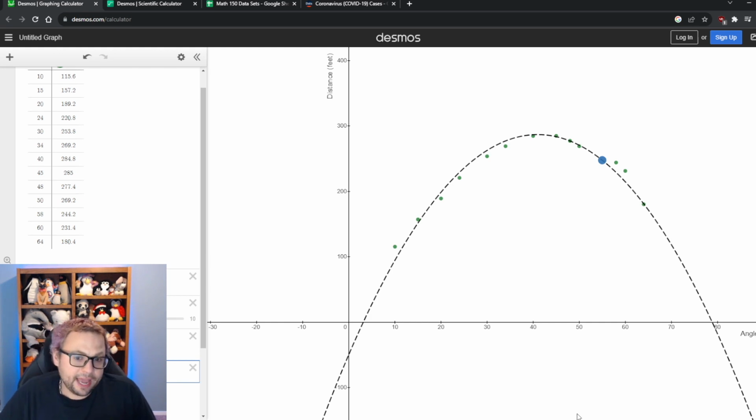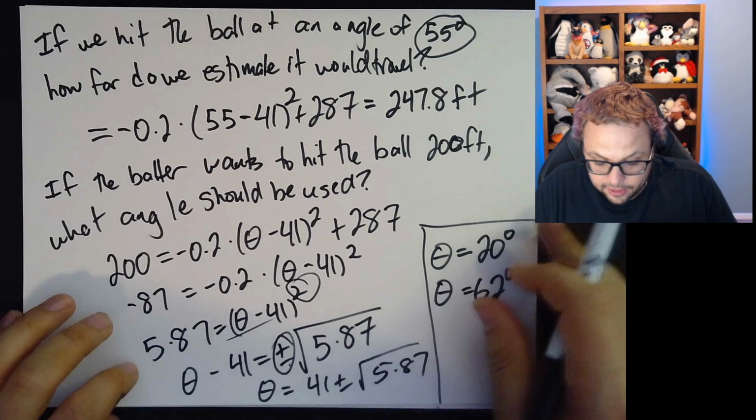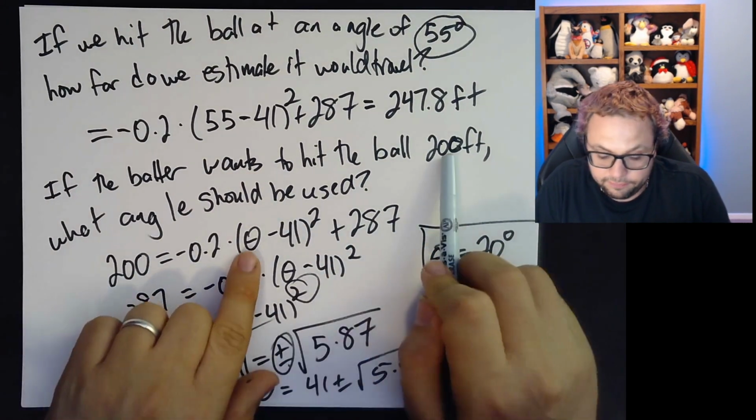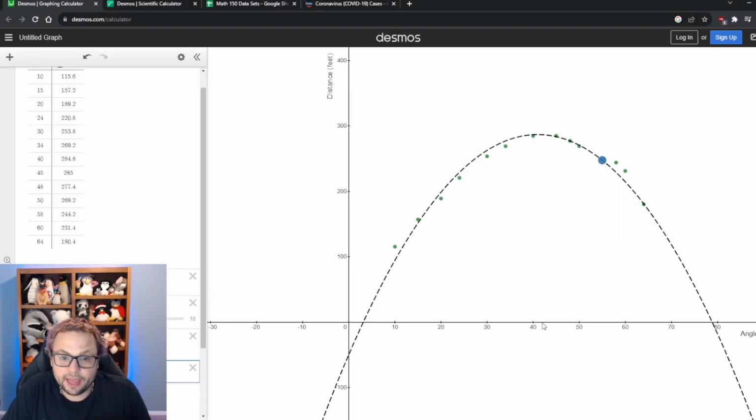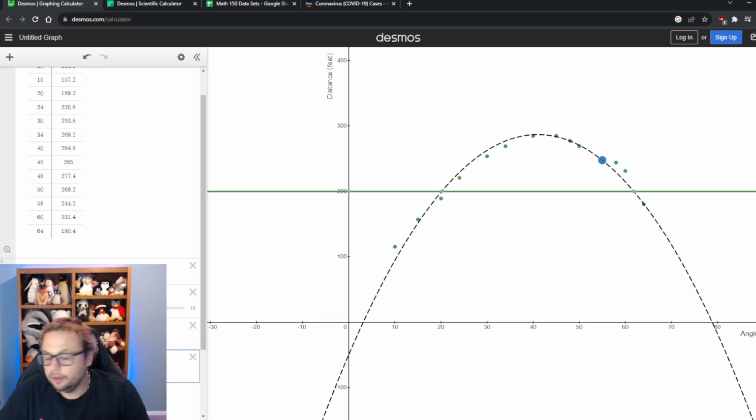Because what I'm actually asking here, remember the question we just answered was, if we want to hit the ball 200 feet, what angle should we use? We can actually answer that here by saying, well, where on this graph am I hitting 200 feet? And so you can sort of eyeball it here. But actually, if you don't want to eyeball it, you can just type in, flat out, y equals 200.